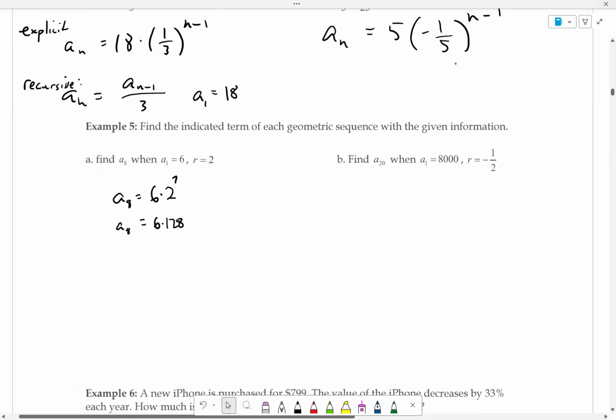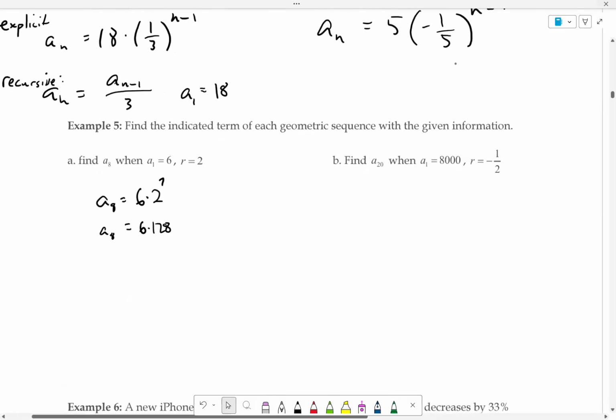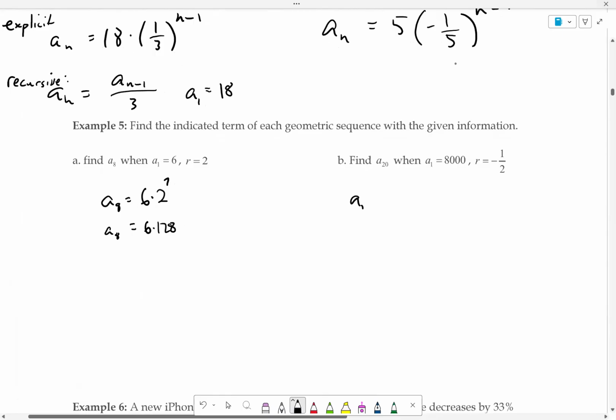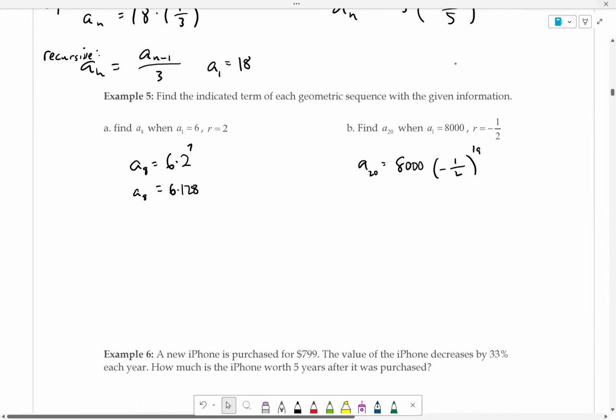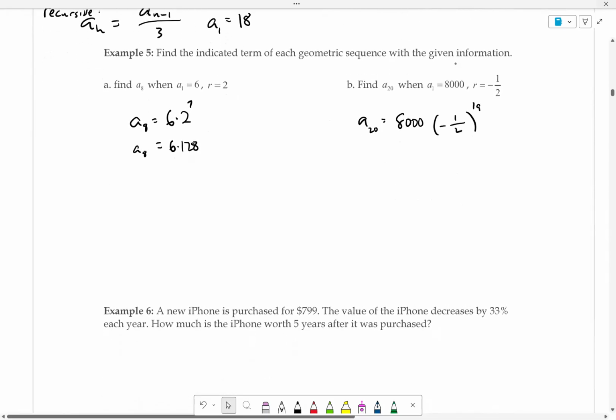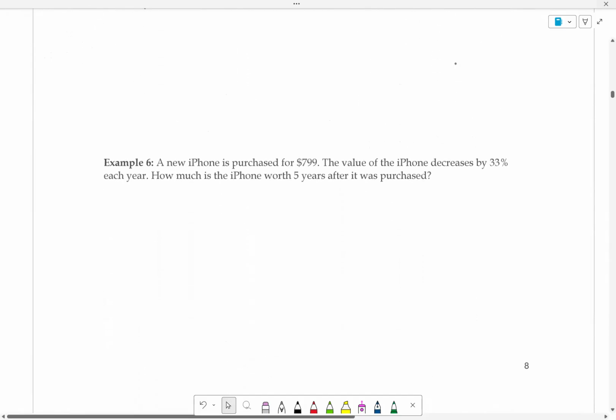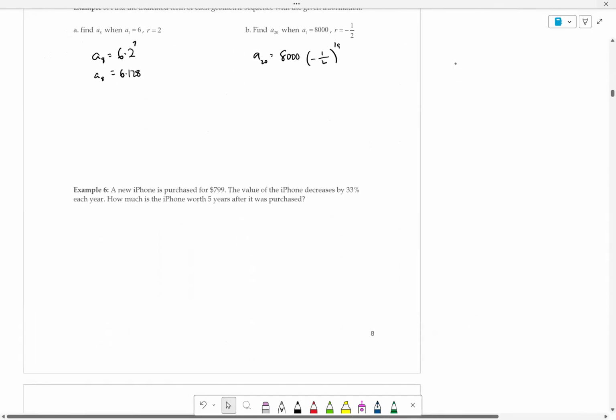And for B, Karen. So 8,000 times negative 1/2 to which power? 19th power. And this is ridiculous to try to do by hand, so we probably just leave it like that. But is this answer positive or negative? It is negative because 19 is odd. And example 6. Thank you, Ken.